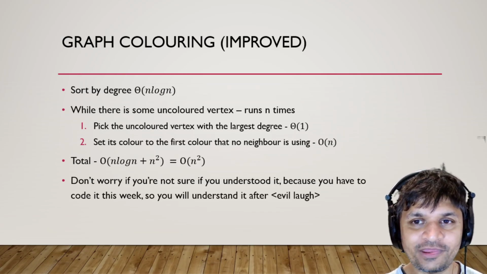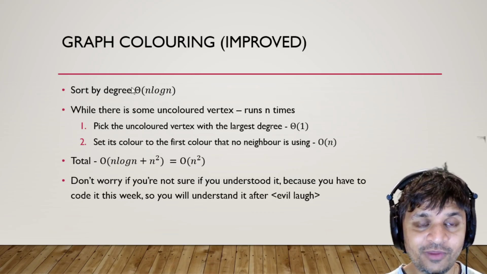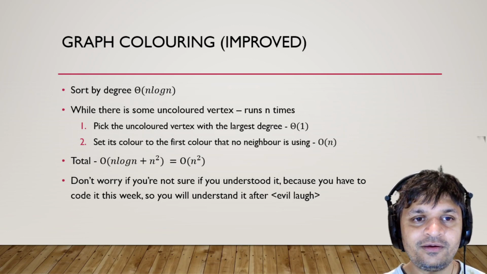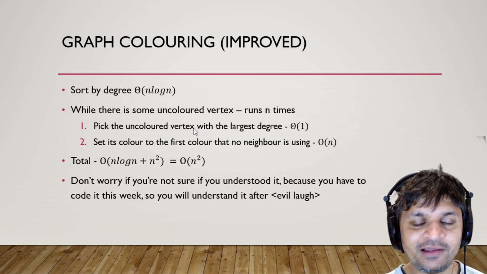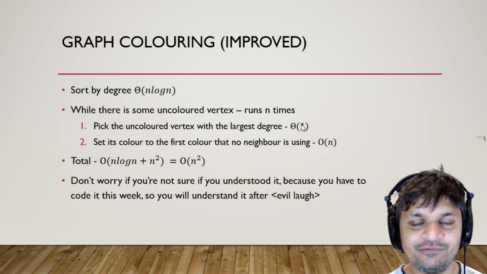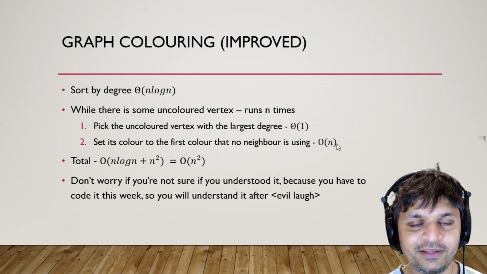So how much does the whole thing cost me? Well, sorting by degree cost me theta n log n. And then my while loop, I know it runs n times because it says while there is some uncolored vertex, color it. So how many times can you color an uncolored vertex? Well, as many times as there are vertices, which is n. And then it says pick the uncolored vertex with the largest degree. Now, if I'd already sorted it, then that's theta 1. I just take the first item and I'm done. Set its color to the first color that no neighbor is using. Okay, we already found that that takes big O of n.